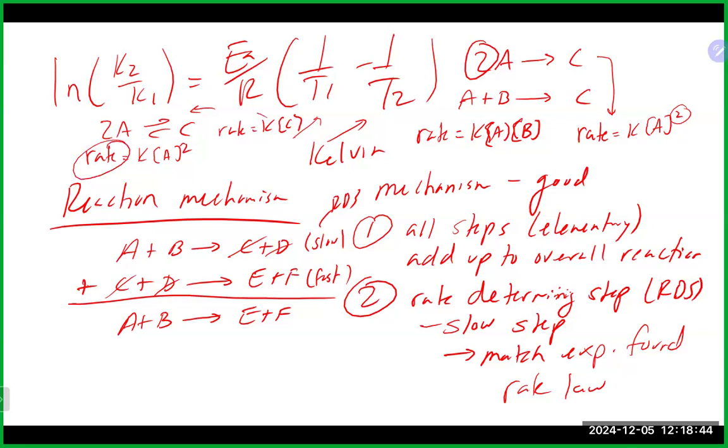Remember that this rate and this rate are the same, so that allows you to put them equal to each other. And a lot of times we need to do that where we have to substitute out, in an elementary step, an intermediate. And remember that an intermediate is something that's made early on in the mechanism that gets completely used up and is not present in the overall reaction.